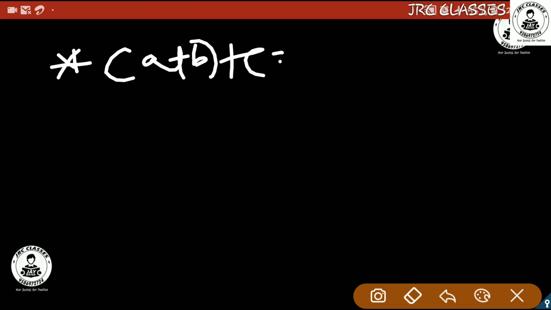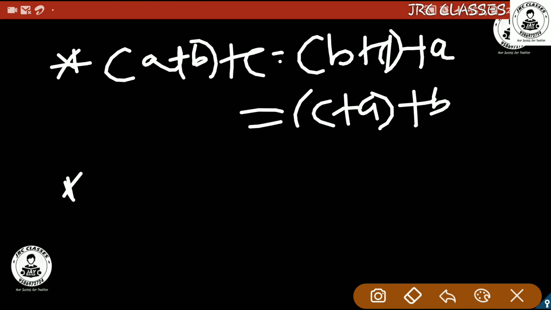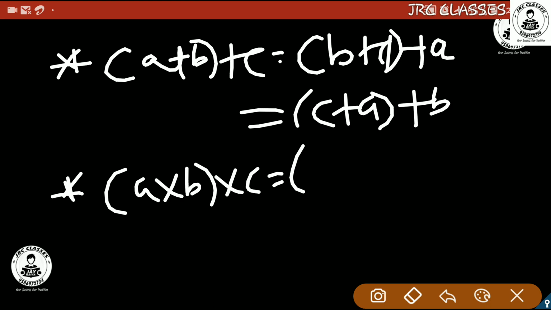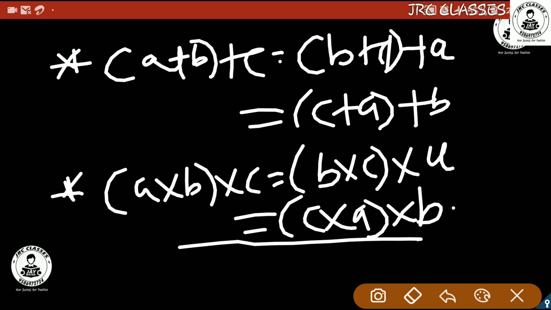and rational numbers. So for the associative property we can write a plus b plus c equal to b plus c plus a, I am grouping. And the last one we can write c plus a plus b. And for multiplication I can write a multiplied by b multiplied by c is equal to b multiplied by c multiplied by a is equal to c multiplied by a multiplied by b. These are general forms. Okay, I hope your idea is very clear.